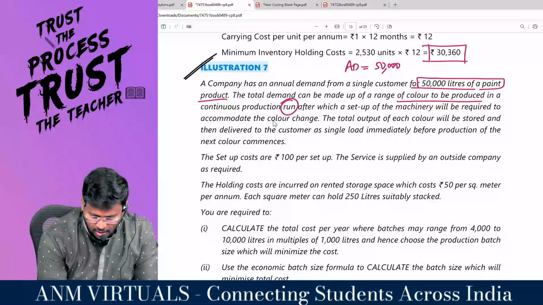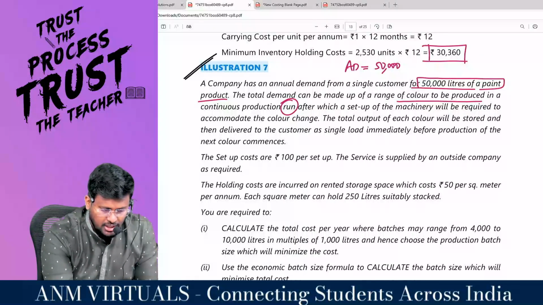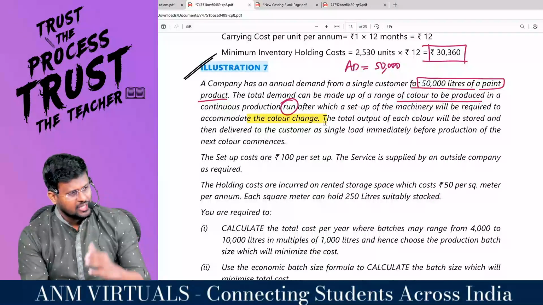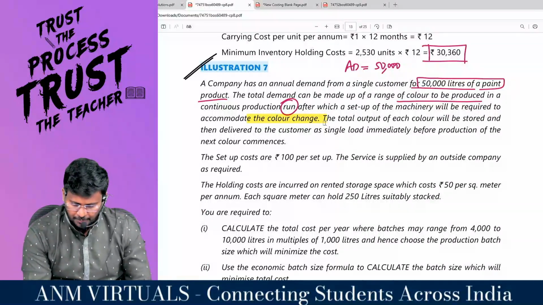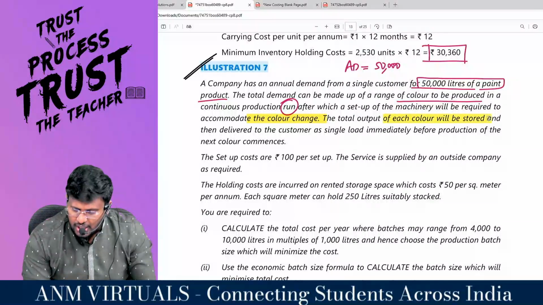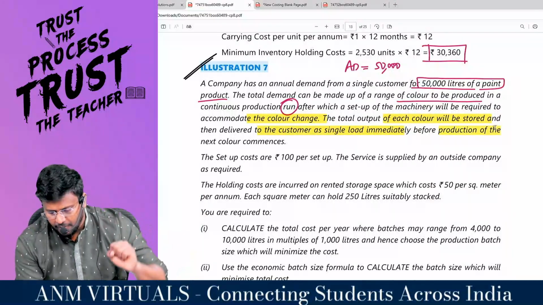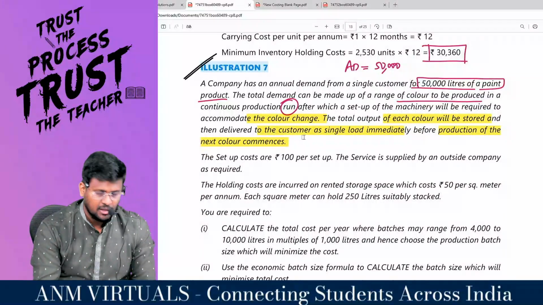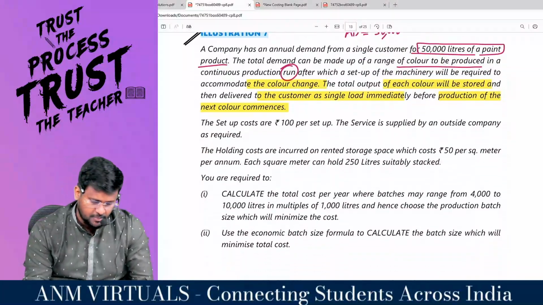The total demand can be made up of a range of colors to be produced in a continuous production run, after which a setup of the machinery will be required to accommodate the color change. That means when you are manufacturing white color, one setup is needed. If you are going to the yellow color, another setup is needed. The total output of each color will be stored and then delivered to the customer as a single load immediately before production of the next color commences. So one batch over, it will be dispatched to the customer before the start of the next batch production.